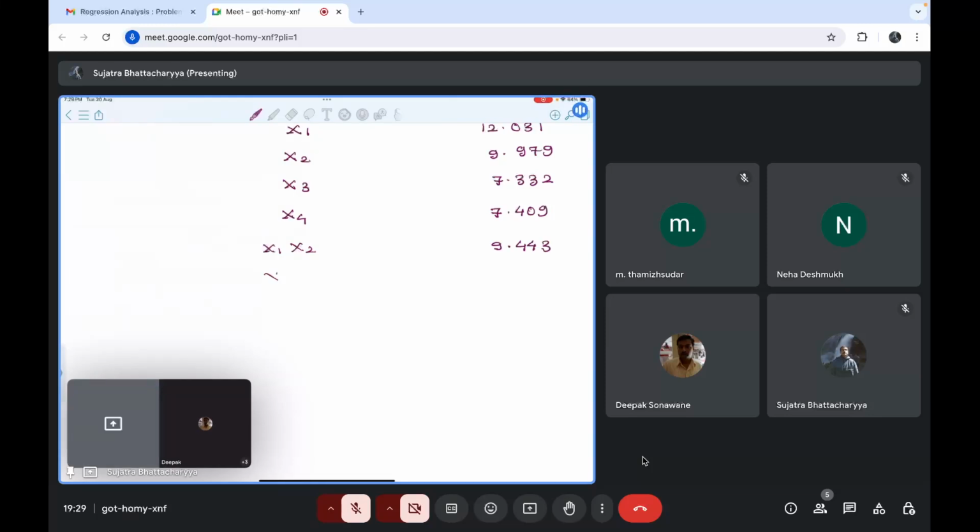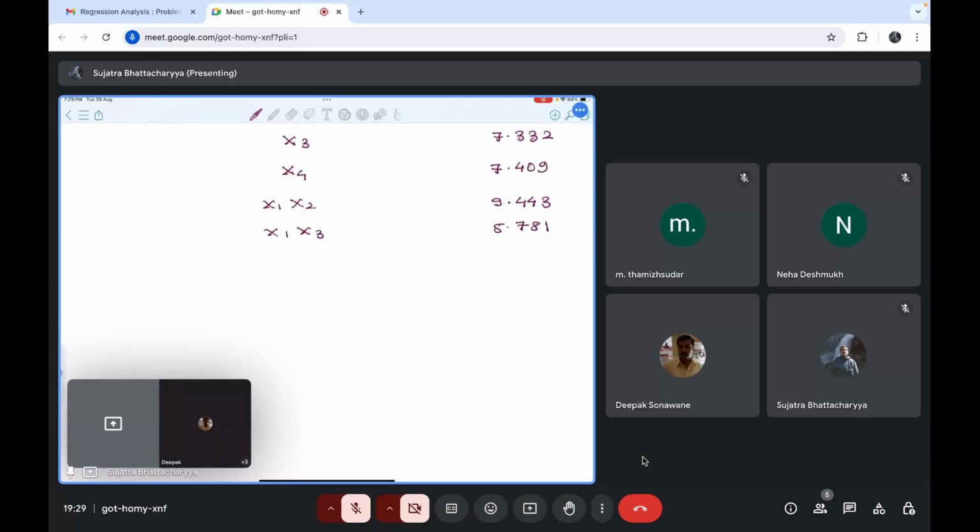Now comes x1, x2, which is 9.443. X1, x3, 5.781. Next, x1, x4, 7.299. X2, x3, 4.312. X2, x4, because these are all possible combinations, 6.622. X3, x4, 5.130.